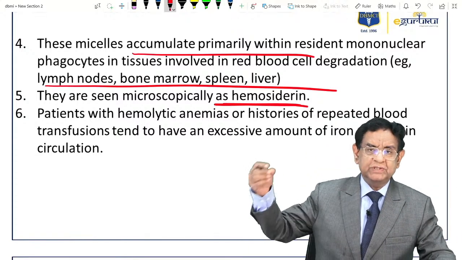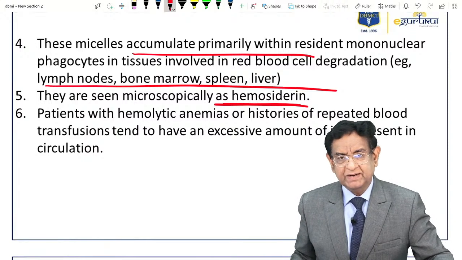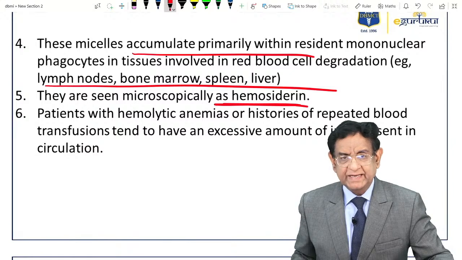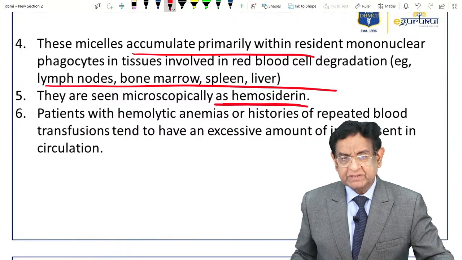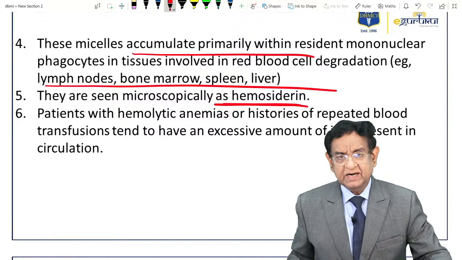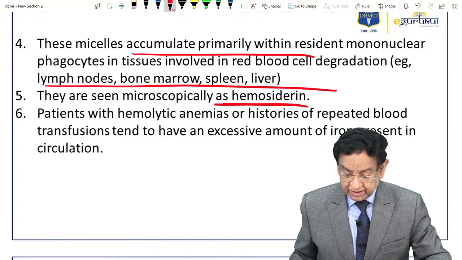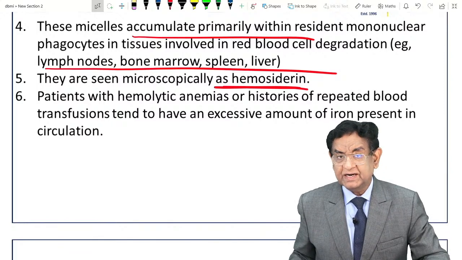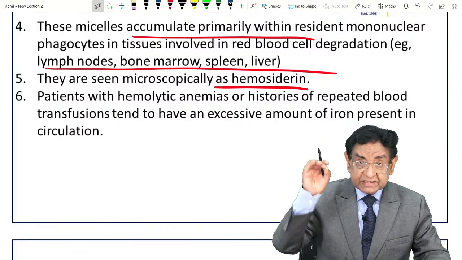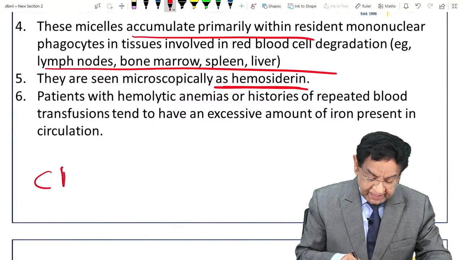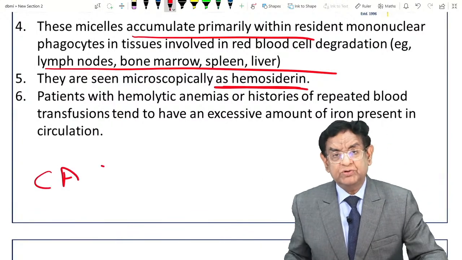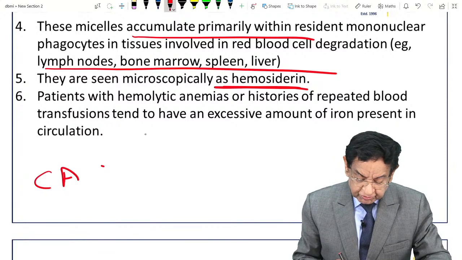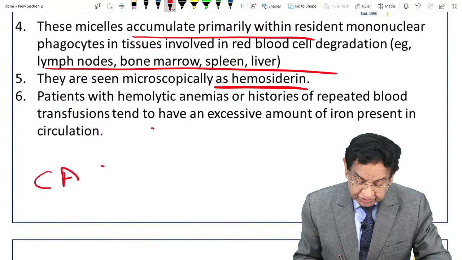Ferritin is the term we use when we are taking a blood sample, when we are talking clinically, and hemosiderin is the one which a pathologist will see under the microscope, right? So anything which leads to excess of iron will have hemosiderin. The clinical application is that this excess of iron is going to destroy many organs, particularly the liver, and can lead to liver disease, can lead to cirrhosis of the liver.